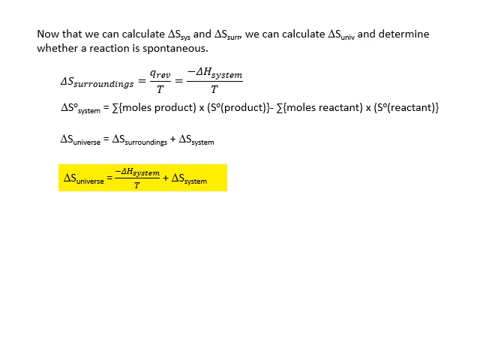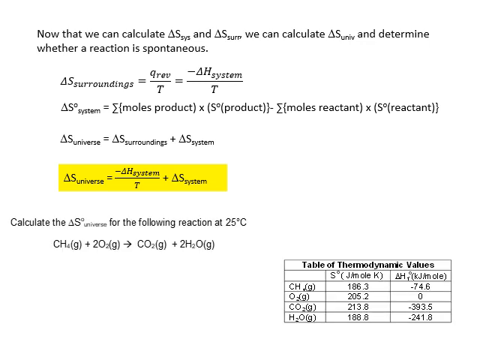Combining these together, we see that we can calculate delta S for the universe as minus delta H of the system divided by T plus the delta S for the system. Both delta H system and delta S system can be calculated from values in Appendix G. As an example, let's calculate the delta S universe for the reaction of the combustion of methane shown below.